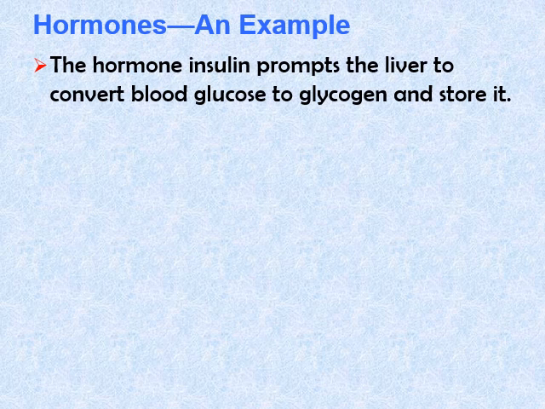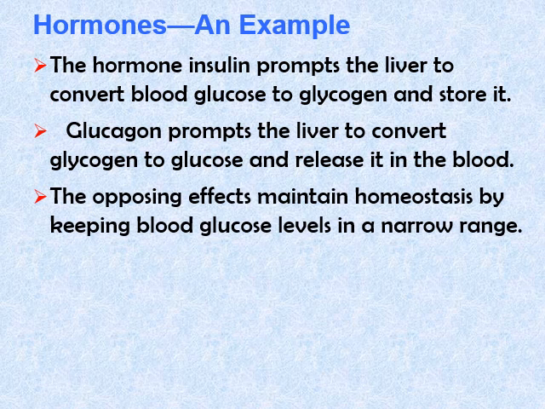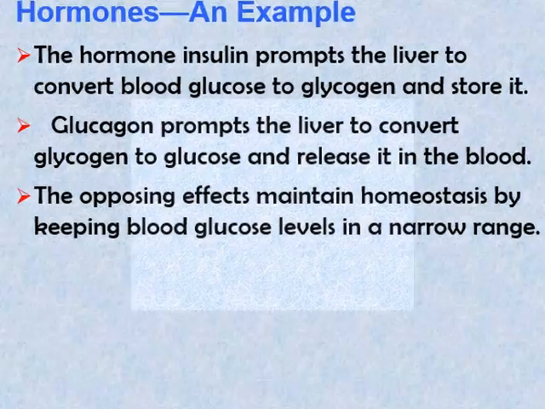So, as we have seen in the previous slide, the hormone insulin promotes the liver to convert blood glucose to glycogen and store it. The hormone glucagon prompts the liver to convert glycogen back to glucose and release it in the blood. The opposing effects of glucagon and insulin maintain homeostasis by keeping blood glucose levels in a narrow range.